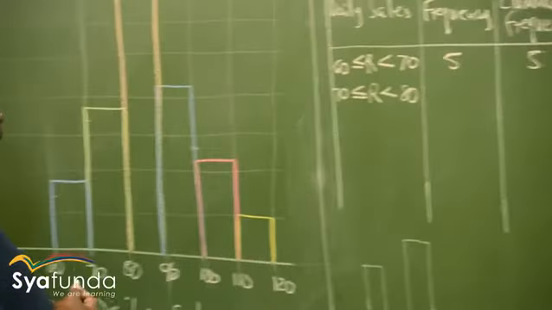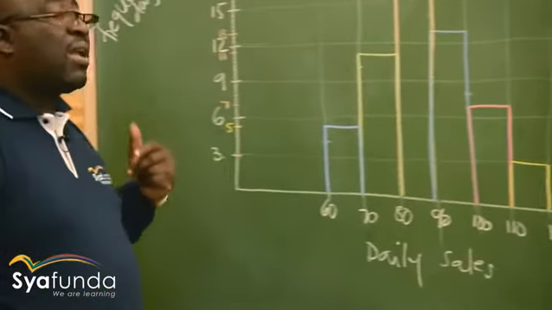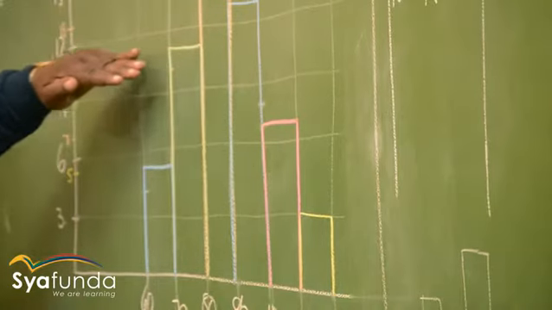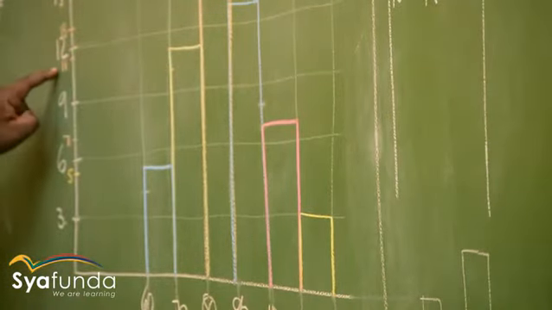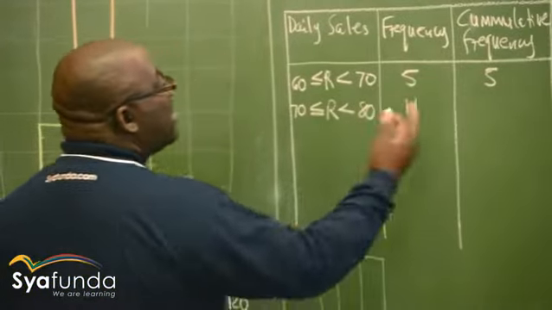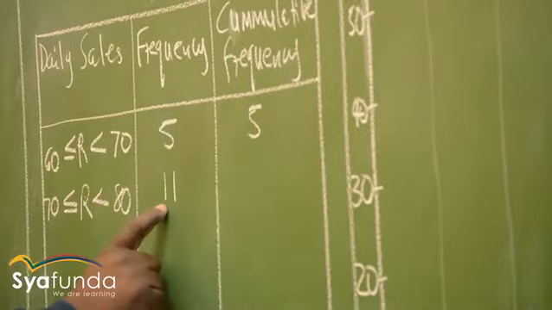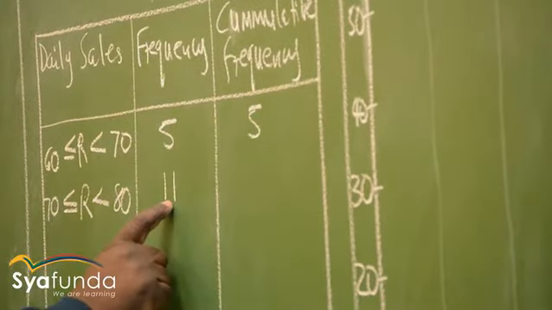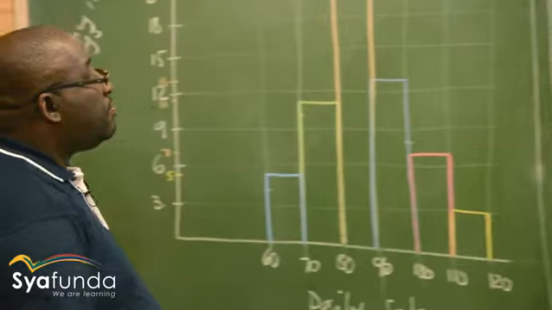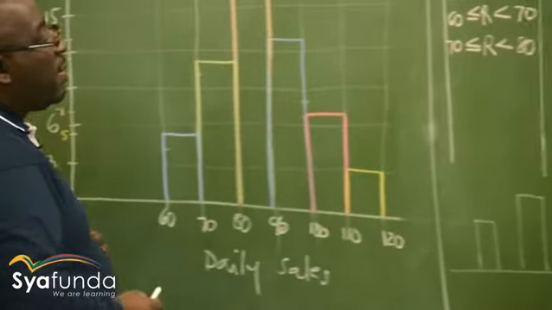Now, let's find out the frequency between 70 and 80. You go to your histogram, you check the 70 and 80, which is here, and you read the frequency from the side. In this particular case, it is 11. So you go to your frequency table, you write 11 there. What is cumulative frequency? You take this 5, you add it to this 11. So what is 5 plus 11? It is 16. So the cumulative frequency is 16. So at the end here, it will tell us exactly the value of n.